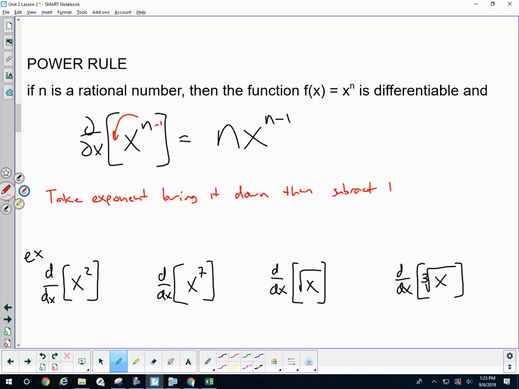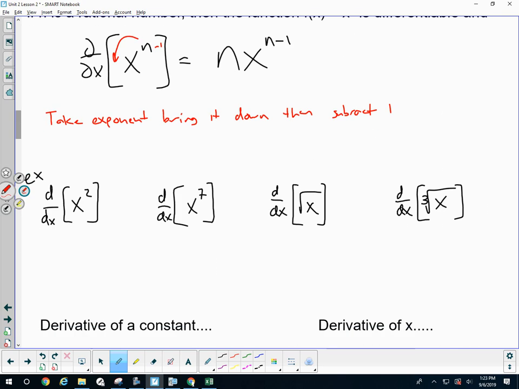Okay, so taking the derivative of x squared, finding the tangent slope generator of x squared. Notice I just have x squared. It's not y equals x squared. Don't worry about that. It's just the process that we're using. Take the 2 down, subtract 1. 2 minus 1 is 1, 2x.